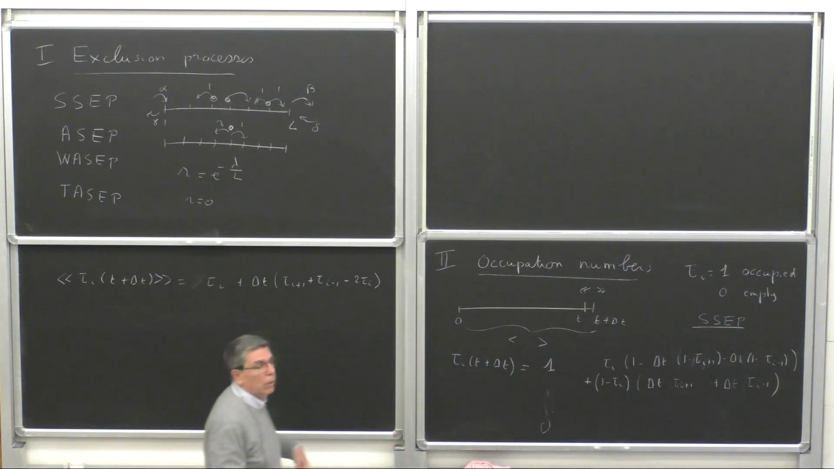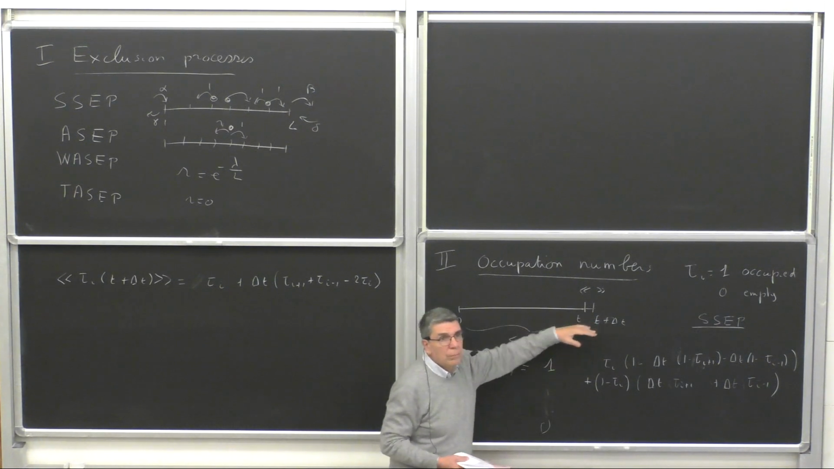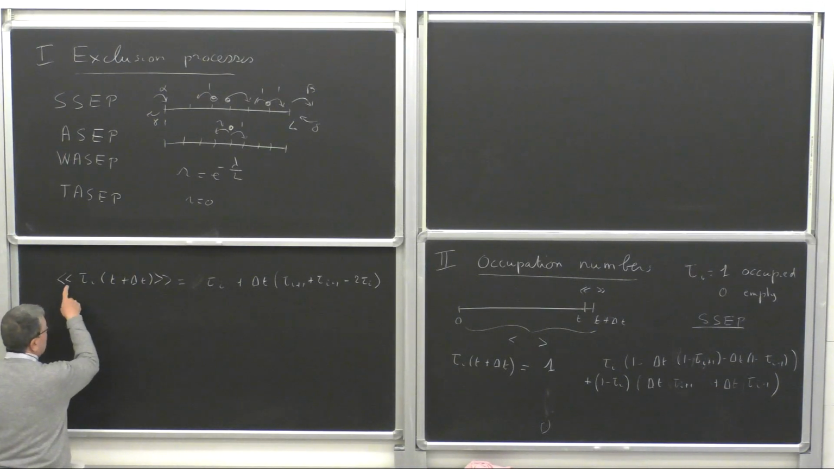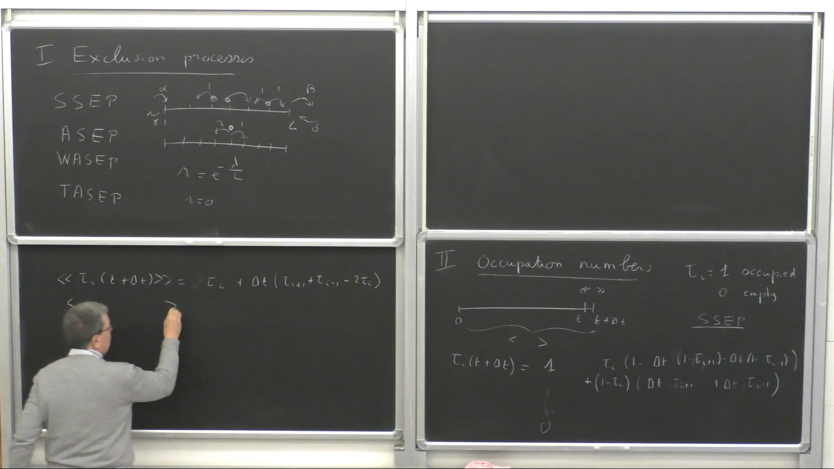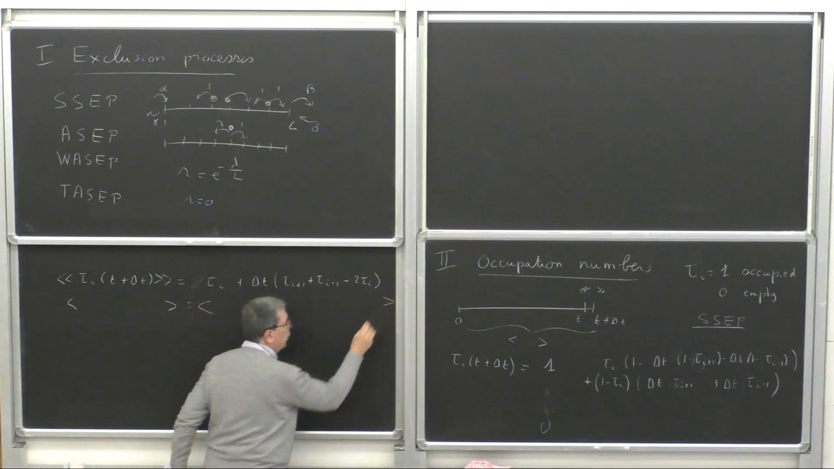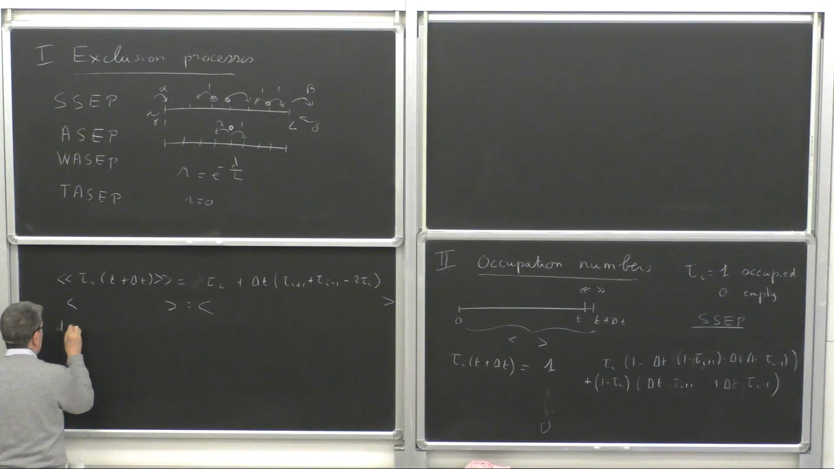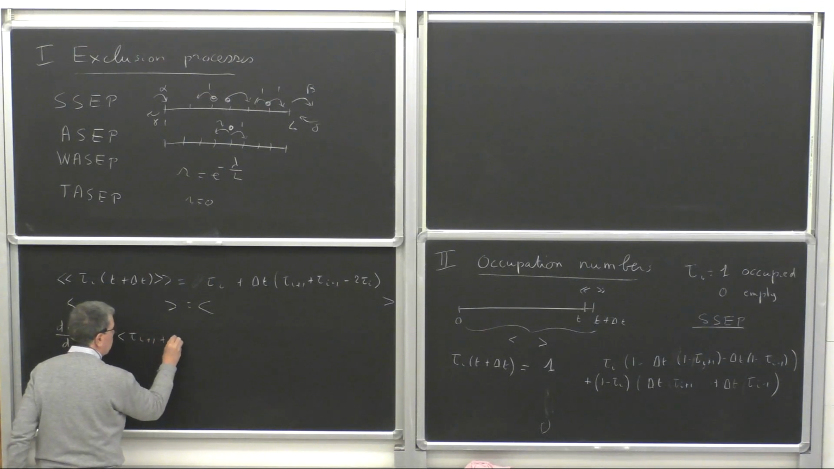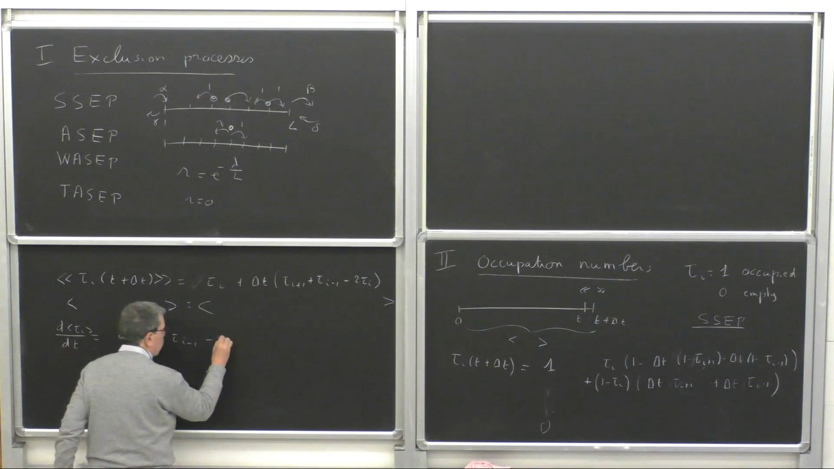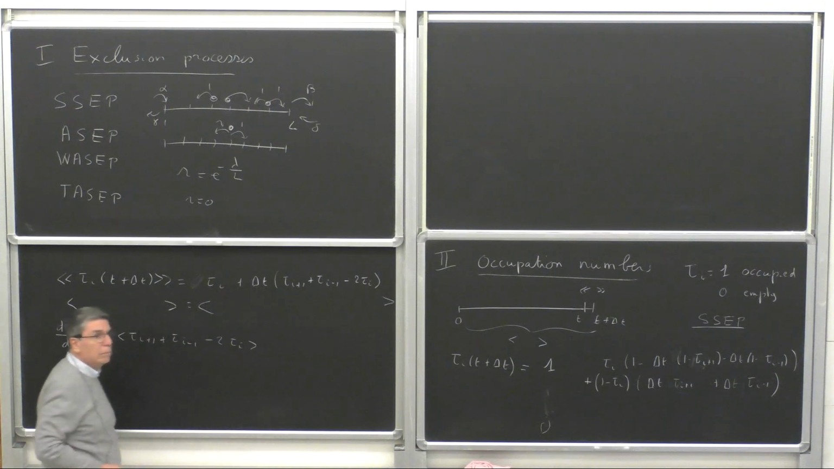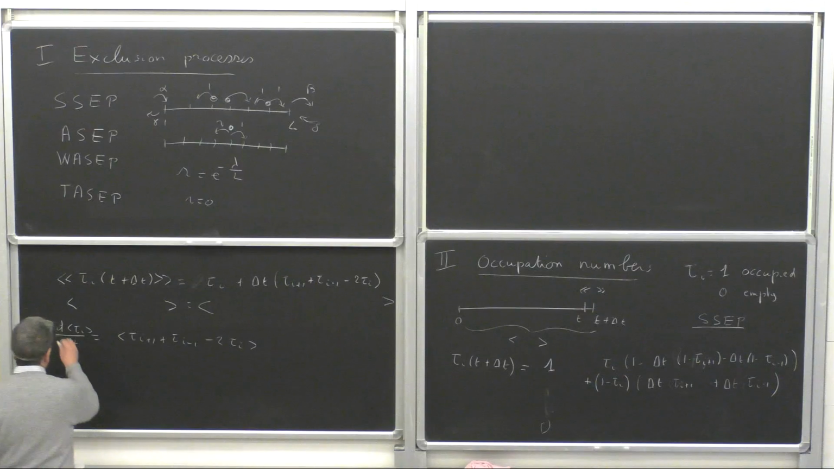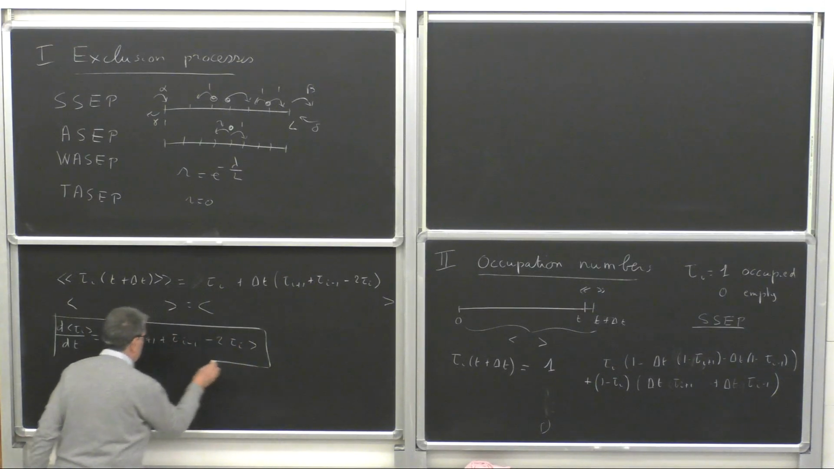And now I can take the full average over the whole time interval. And then I get that here I can have the average, and it equals the average of this whole thing. And then I get d tau i over dt is just tau i plus 1 plus tau i minus 1 minus 2 tau i. Okay, so that is not a very complicated thing. So there are two things to remark. That's for the SEP.